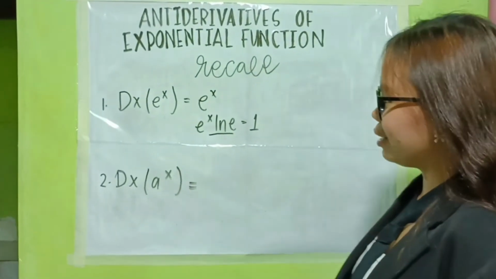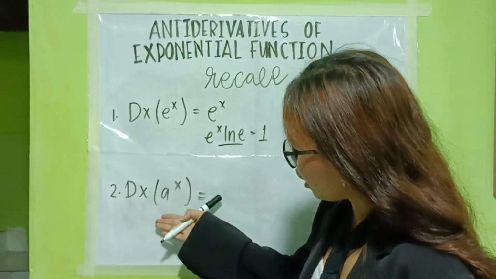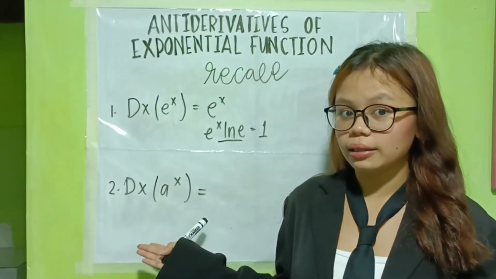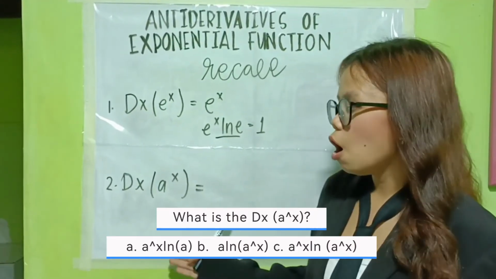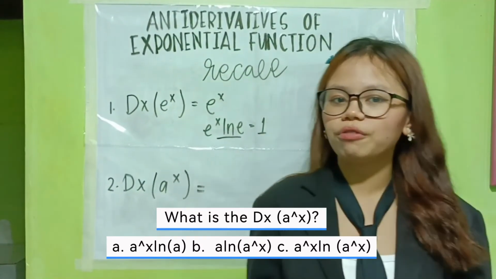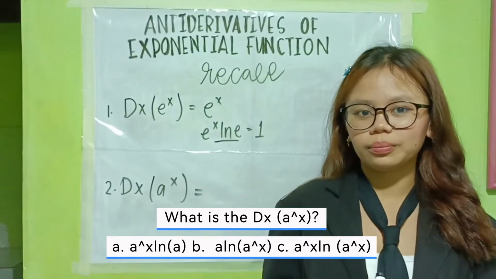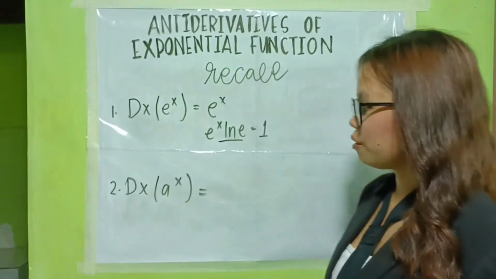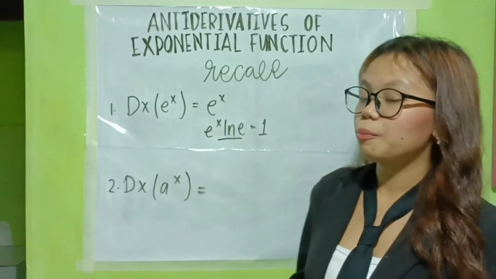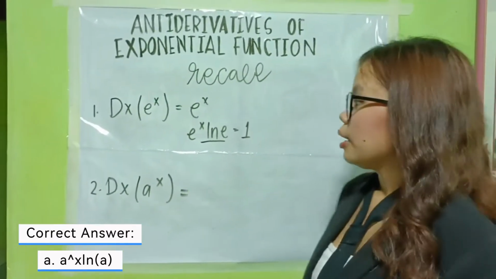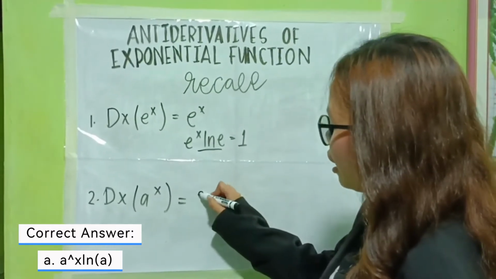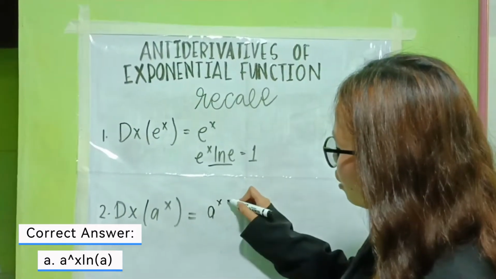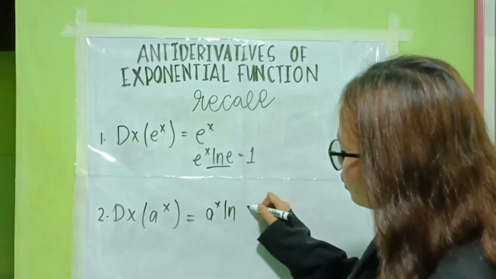For the next formula, it is the derivative of a raised to x. Considering that a here is a constant and it is greater than 0, what do you think is the derivative of this exponential function? Correct. Our derivative here is the product of the exponential function a raised to x and the natural log of a, or ln a.